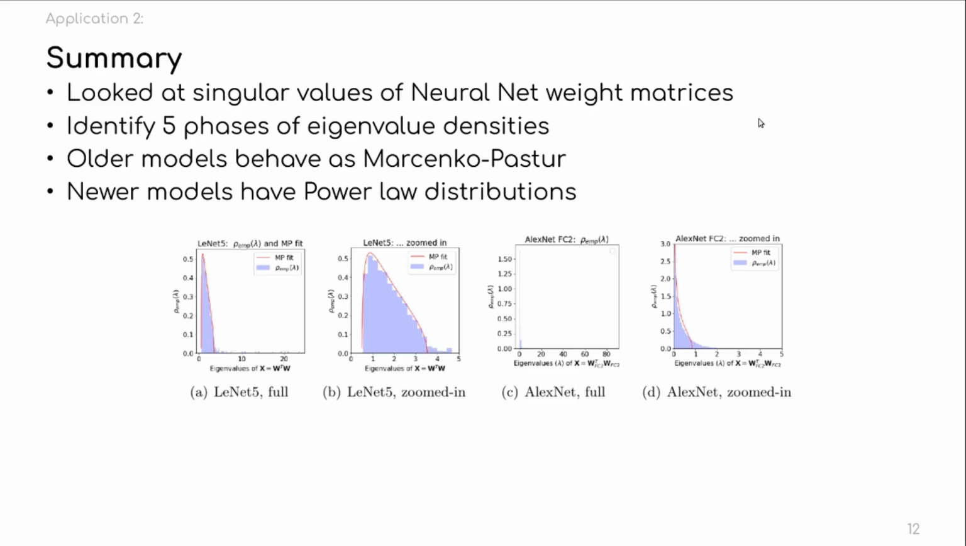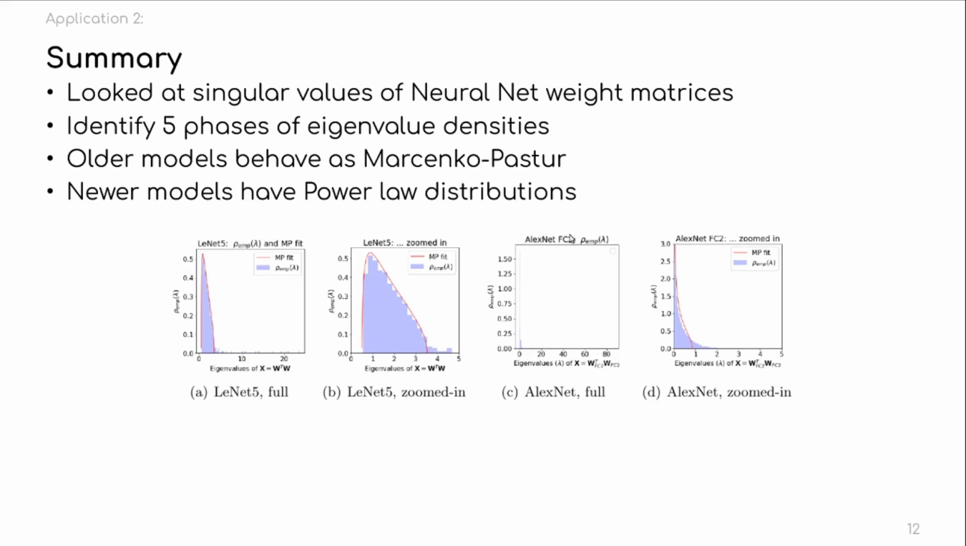And what they find is, first of all, they identify five different phases of eigenvalue densities. And most importantly, the older models, so they looked at stuff like LeNet and AlexNet, and especially LeNet, they would find that these models have eigenvalue densities that look like Marchenko-Pastur, so they were approximated by this.